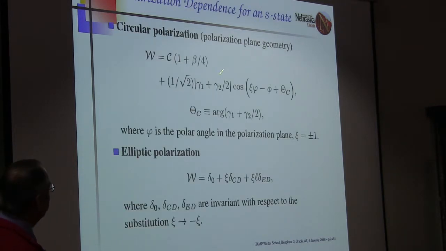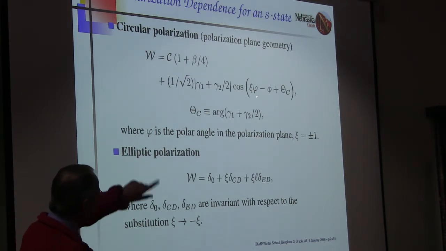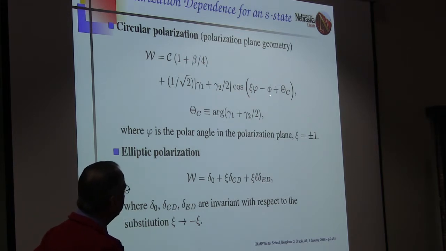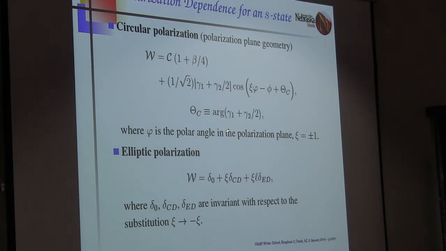For circular polarization, in a similar way, you get a differential probability that depends on cosine of the degree of circular polarization times the angle in the polarization plane minus the carrier envelope phase plus a dynamical angle, which is the argument of these two dynamical parameters.